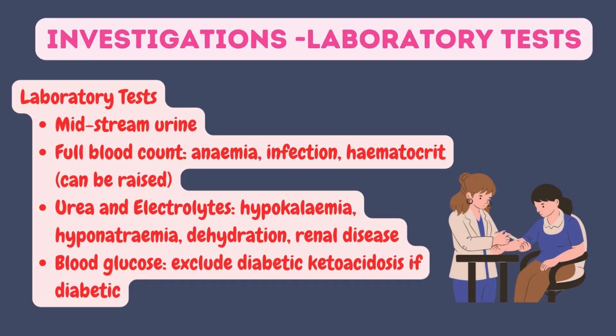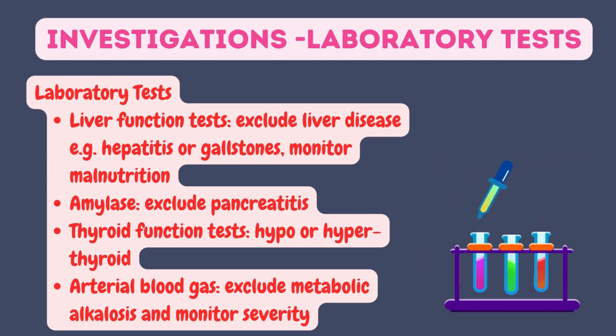In laboratory tests, you should examine midstream urine, do a full blood count to look for anemia, infection, or raised hematocrit. Also do an urea and electrolytes test to look for any electrolyte imbalances, a blood glucose to exclude diabetic ketoacidosis if diabetic. You can also do liver function tests to exclude liver disease like hepatitis or gallstones, monitor malnutrition, do a serum amylase to exclude pancreatitis, thyroid function tests to look for features of hypo or hyperthyroid, and finally you can do an arterial blood gas to exclude metabolic alkalosis or monitor the severity.